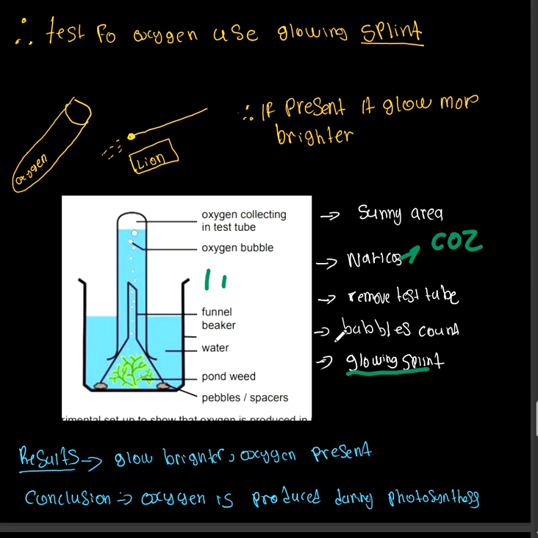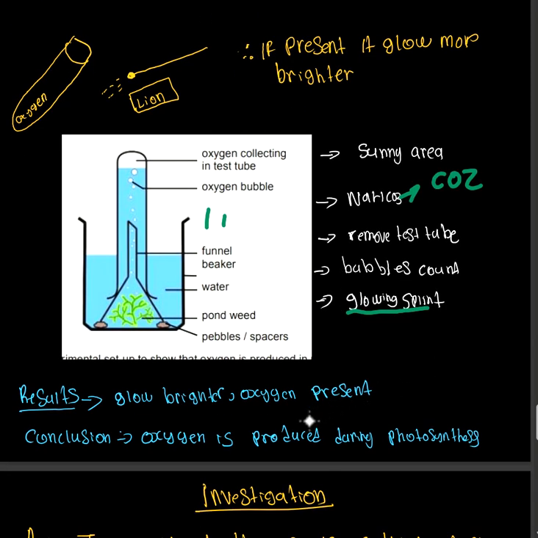So now we can conclude that if it glows brighter, oxygen is produced during the process of photosynthesis. I think we are done with this experiment.